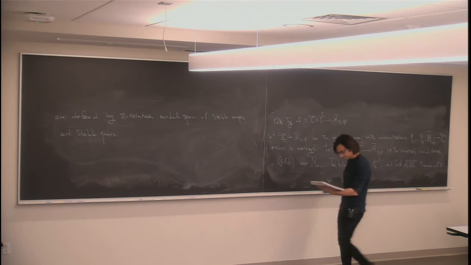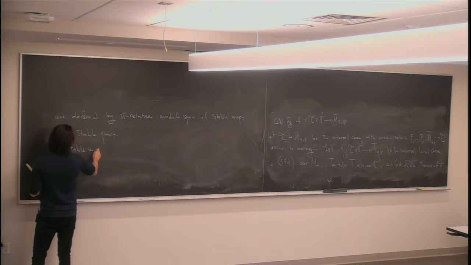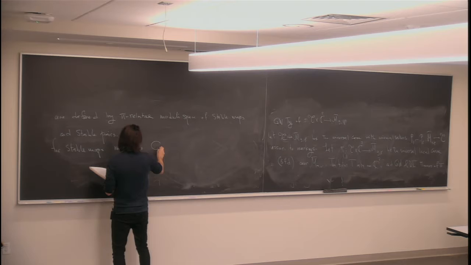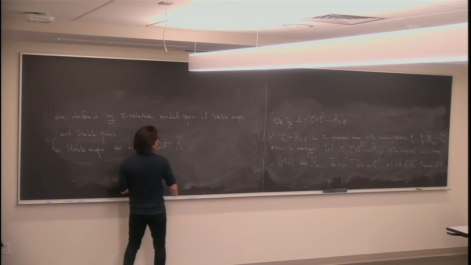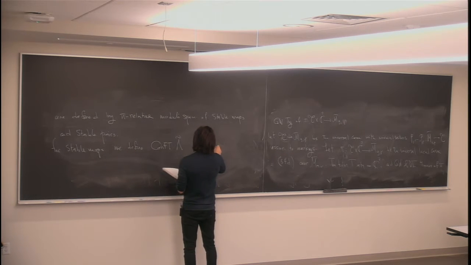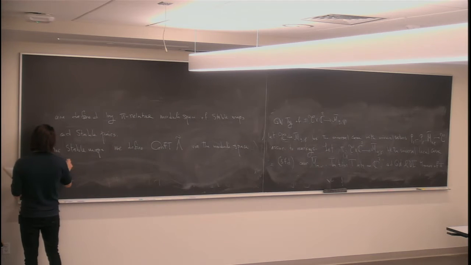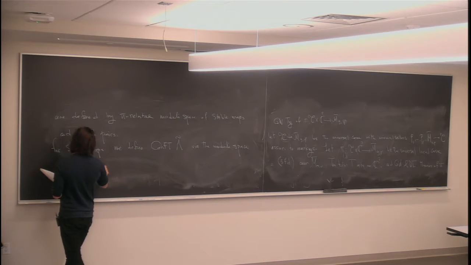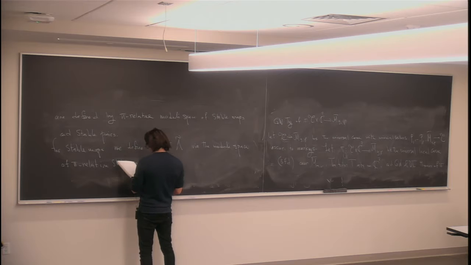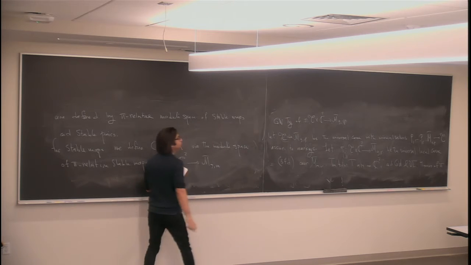But okay, so now, for stable maps, we define the cohomological field theory lambda tilde via the moduli space of pi relative stable maps to C2, M bar G.